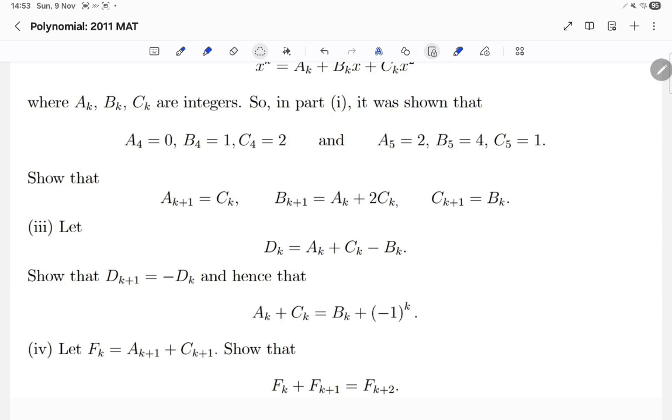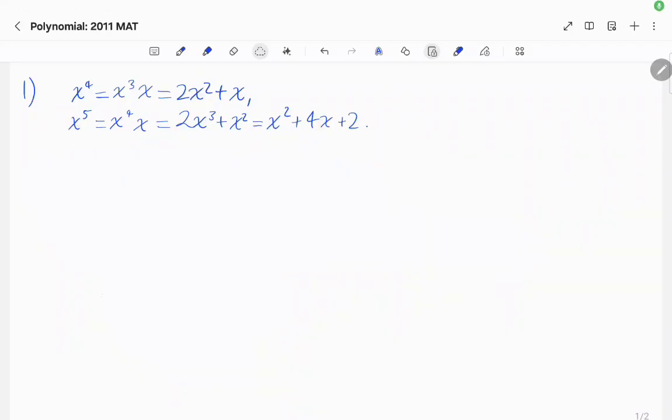Pause the video to have a think, and once you're ready, restart to see if you were correct. Let's get started with part 1.